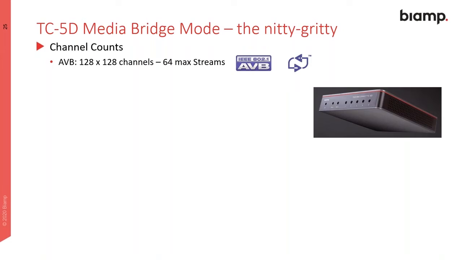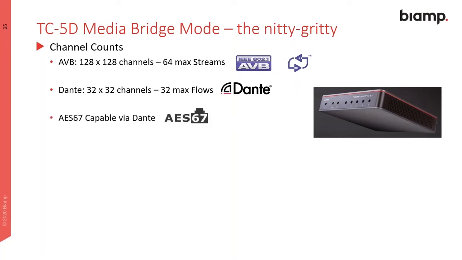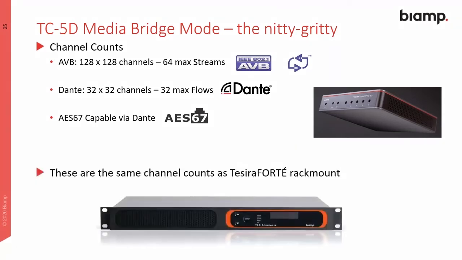Also, we have the Dante interface, which is 32 by 32 channels or flows. Also, because it is a Dante chip, it supports AES67, which is capable by Dante. But remember that whether you're using AES67 or Dante, you cannot have both of them at the same time, which is the same channel counts as the Tesira Forte rack mount. So if you memorize what is supported in the Tesira Forte, it is the same applicable for the TC5D.